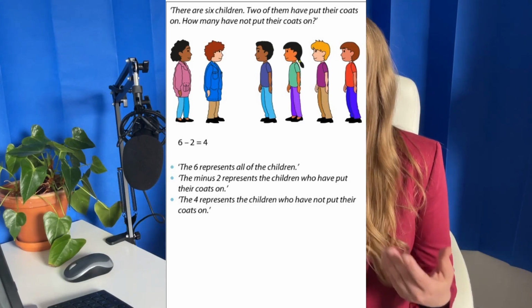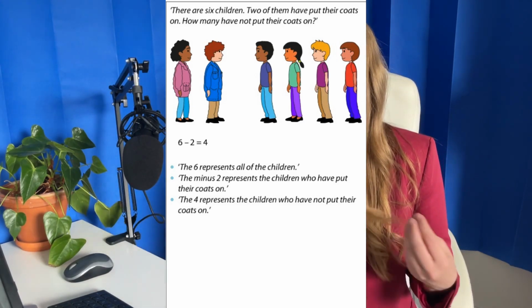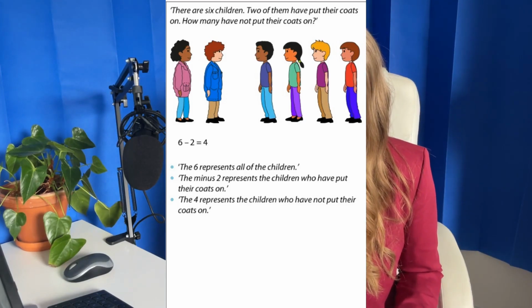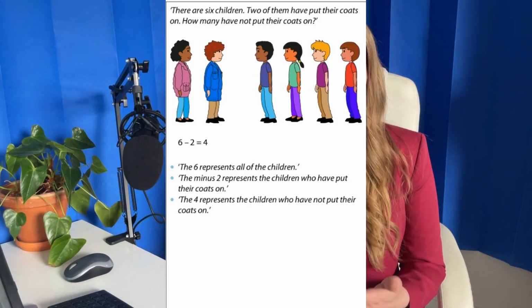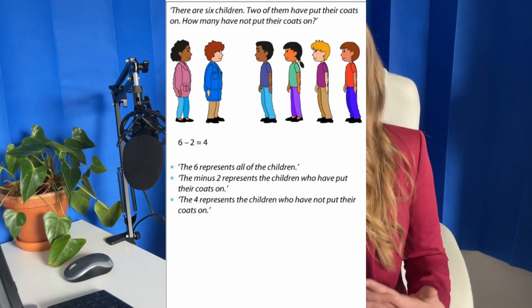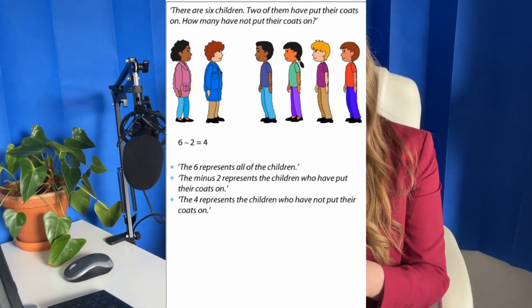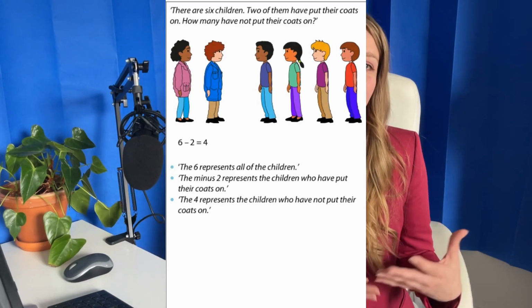As you can see with this exercise in particular, there are 6 children. 2 of them have put their coats on. How many have not put their coats on yet? This type of representation, children will be encouraged to demonstrate in the form of a number sentence. So if we know that within the room we have 6 kids, we take that whole and split those 6 kids into 2 parts. One part will represent children who are wearing coats, and one part will represent children who are not wearing coats.